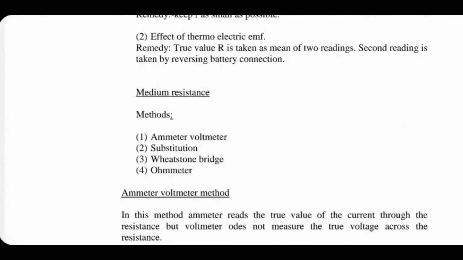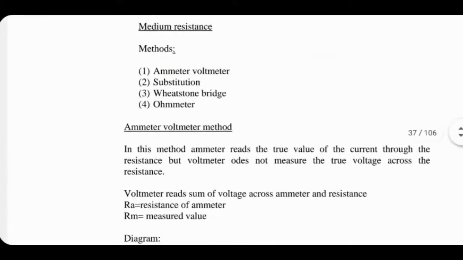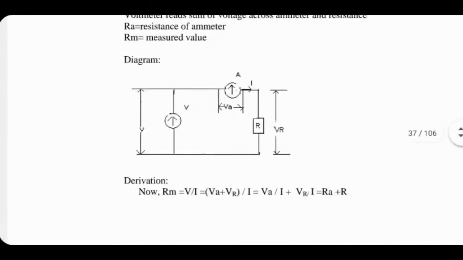Medium resistance, again, I think I have told you most of these methods already. Ammeter, voltmeter can be used for medium resistances. Substitution means you compare the behavior of the circuit with your resistance and with a known resistance. And you change the value of that known resistance until the two behaviors become identical. Wheatstone bridge, we already know, ohm meter is the ammeter. We know that already. Medium resistance is not a big issue.